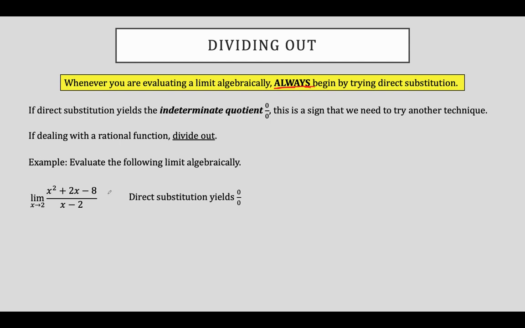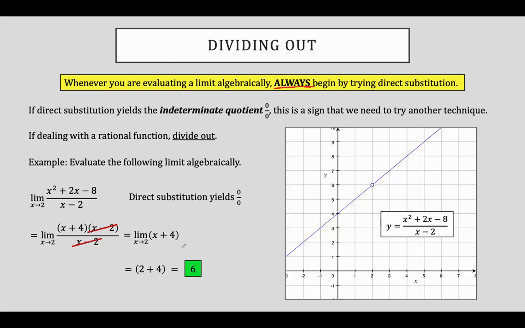Notice that the numerator here factors into x plus 4 times x minus 2. So I now have the limit as x approaches 2 of x plus 4 times x minus 2 divided by x minus 2. We have a common factor of x minus 2 between the numerator and denominator, which we can divide out and simplify our limit. We now have the limit as x approaches 2 of x plus 4. And once we divide out those common factors, we can try our direct substitution again. Completing our direct substitution again gives us 2 plus 4, which is equal to 6. That is our solution.